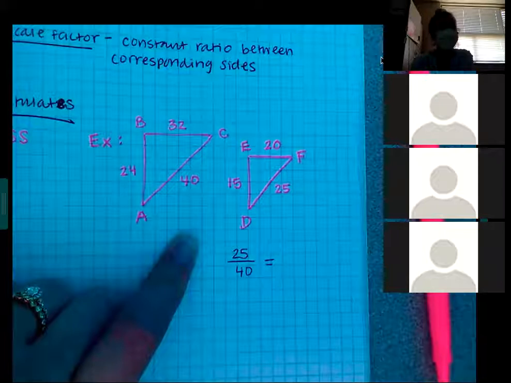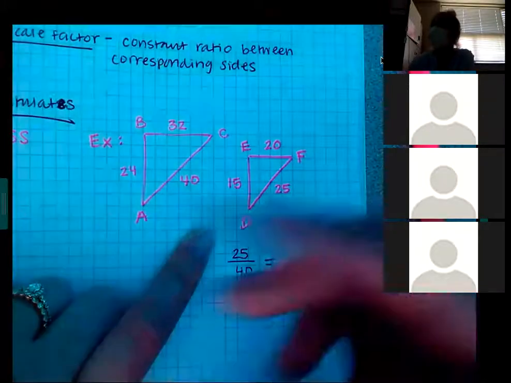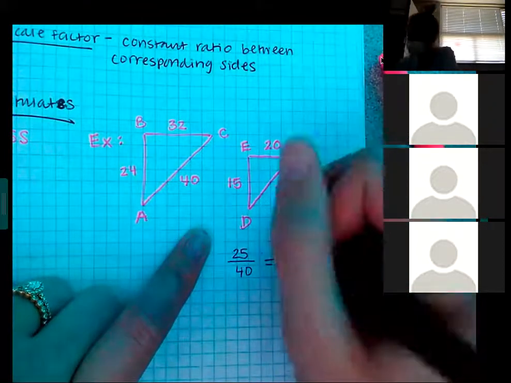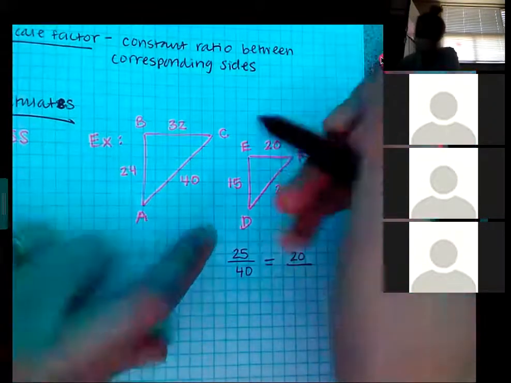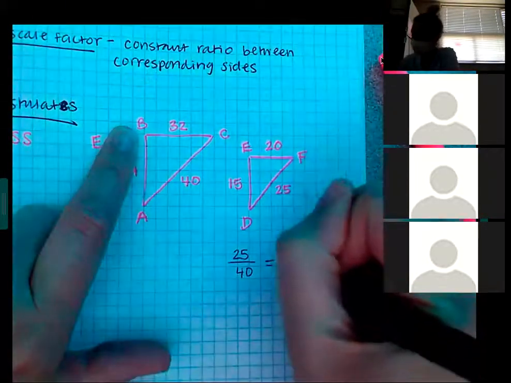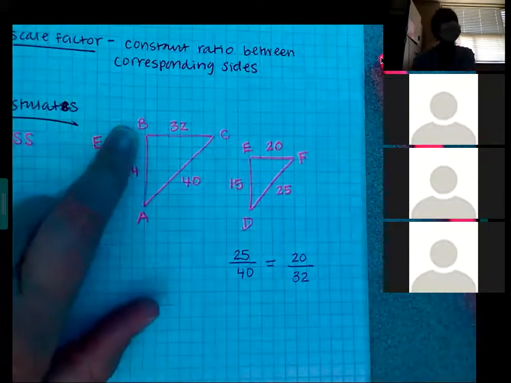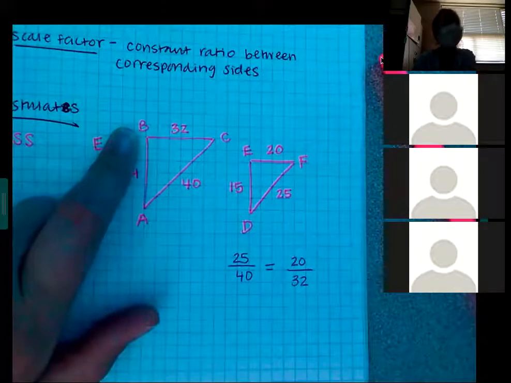So can somebody tell me another set of sides that look corresponding? What do you think, Chris? Okay, EF, which is 20, and he said to BC, which is 32. And I do agree, those also look like they should be corresponding because the shapes look the same. The sides just aren't equal.